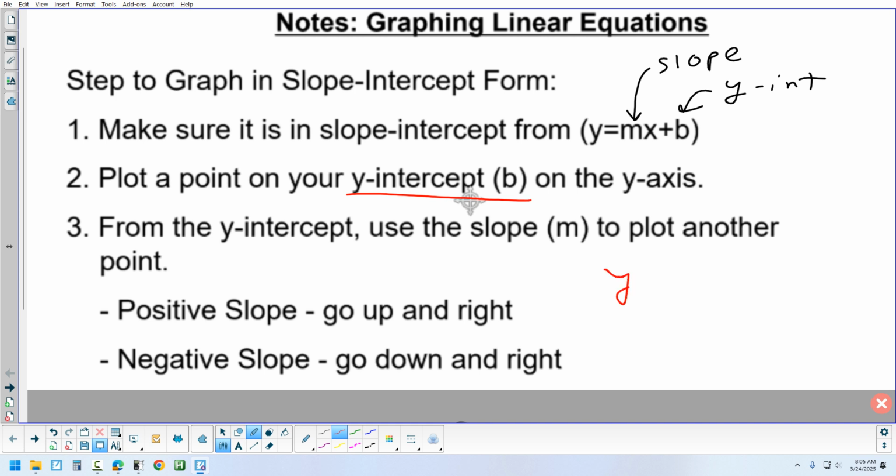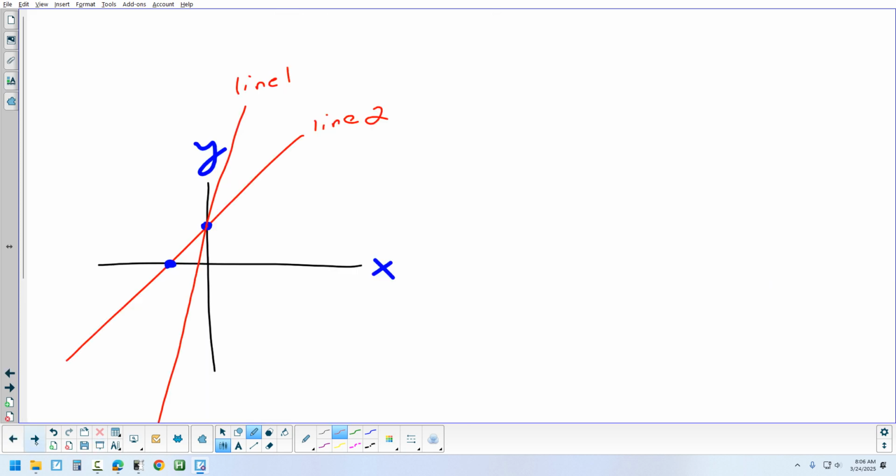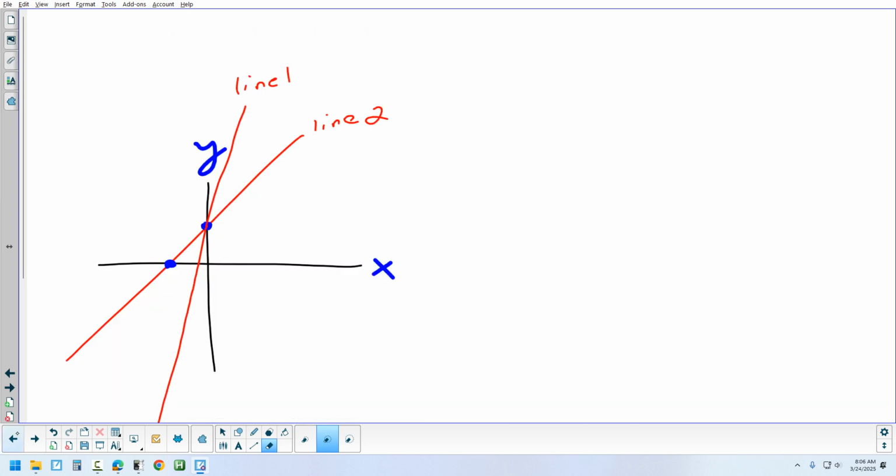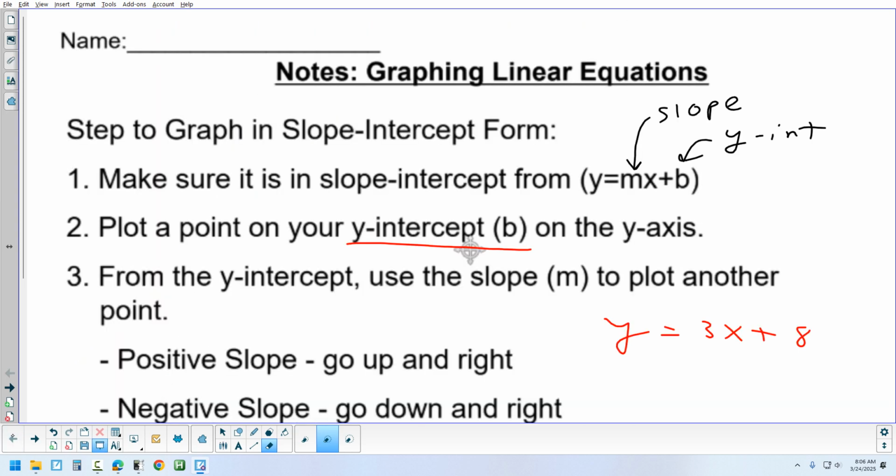Let's say it was y equals 3x plus 8. I'd look at the 8, and I'd say, okay, that means my graph crosses the y-axis at 8. So I would go to my graph, I would count up 8, and I'd put a dot right there. I'm not going to use that because that's for another problem. But that's the first thing I would do, is put a dot on my y-intercept.